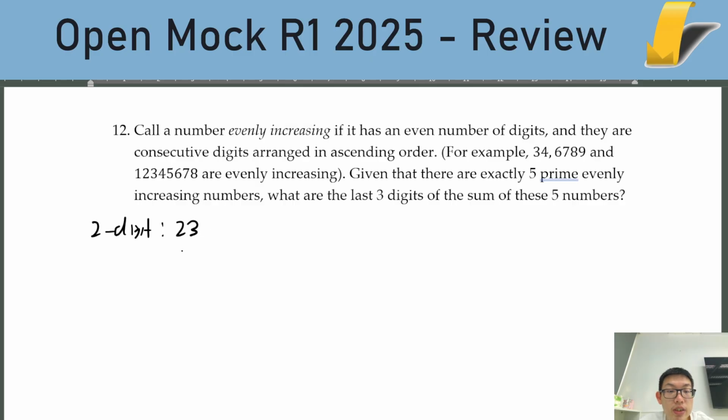So 23 is prime. 34, no. 45, no. 56, no. 67, yes. 78, no. And 89. Oh, that's already 3 of them. Now, 4 digits is the next one to check. Again, it has to end on an odd digit.